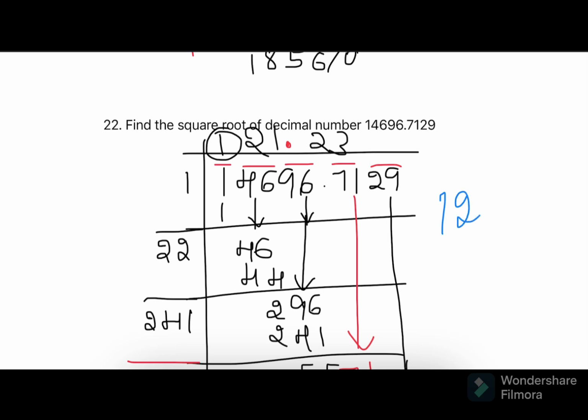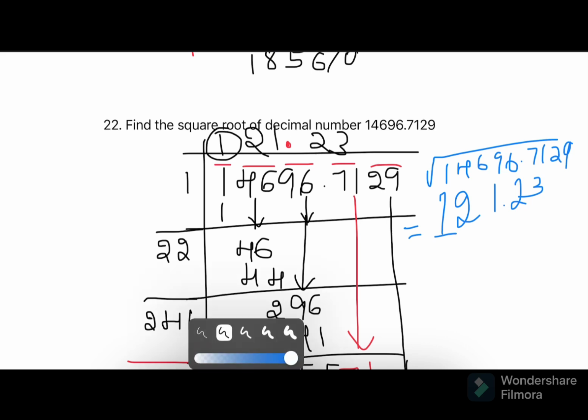So the final answer is 121.23. So the square root of 14,696.7129 is equal to 121.23. So this is very much doable within 1 minute.